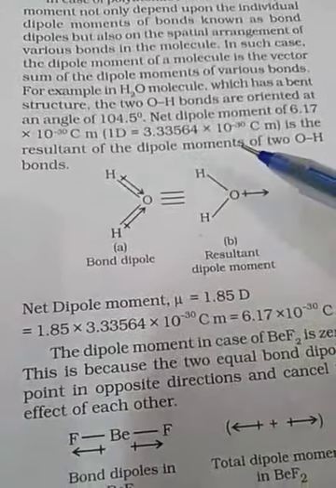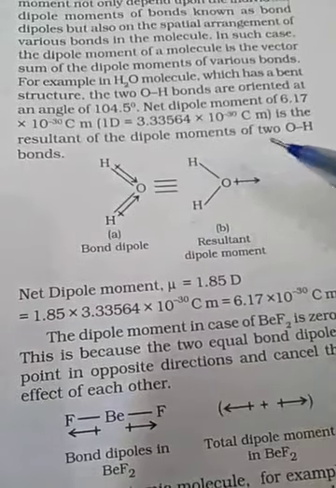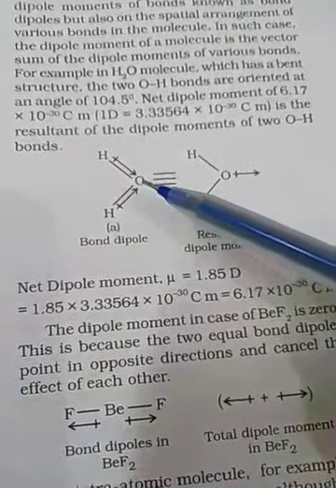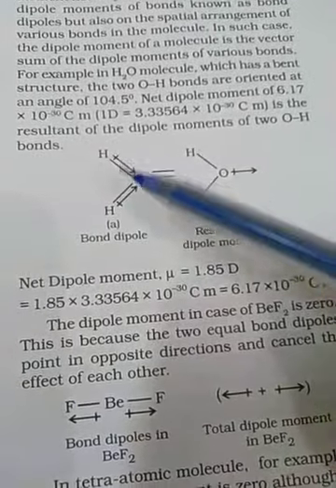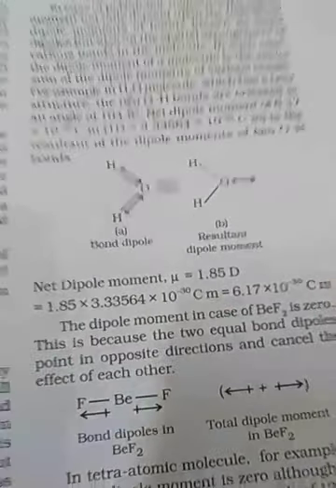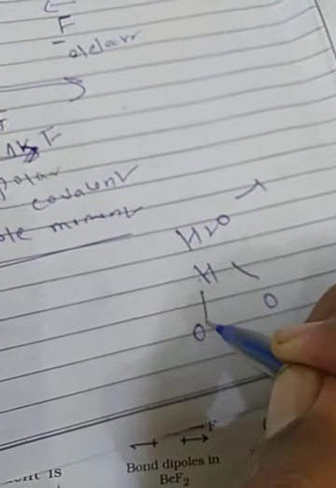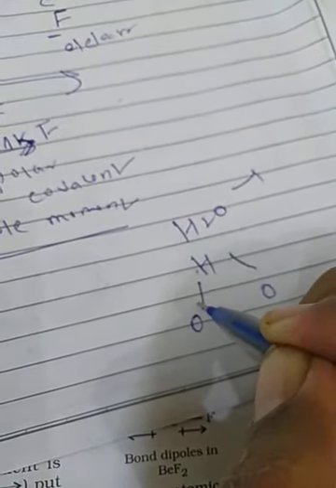One dipole moment is the resultant of the dipole moments of two OH bonds. See, one is this, one is this. I will show you. H2O: H here, O. Hydrogen is less electronegative than oxygen, so this electron pair will shift to this, and this electron pair will shift to this.